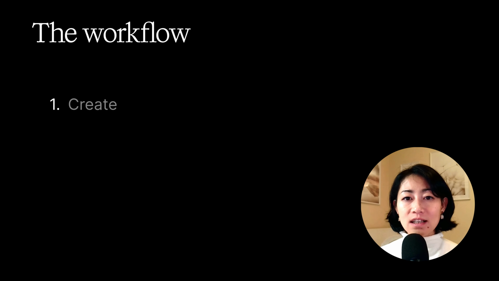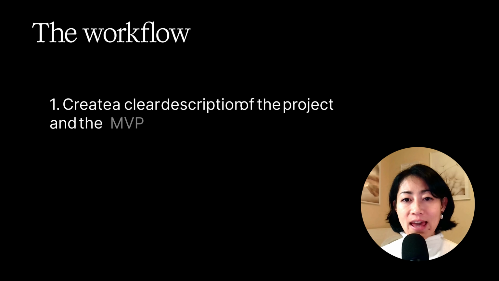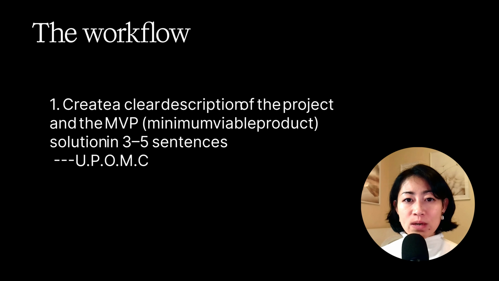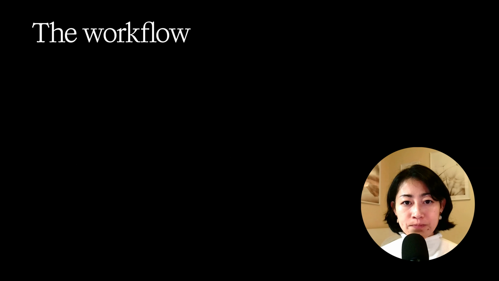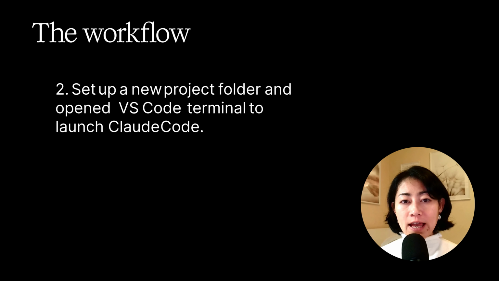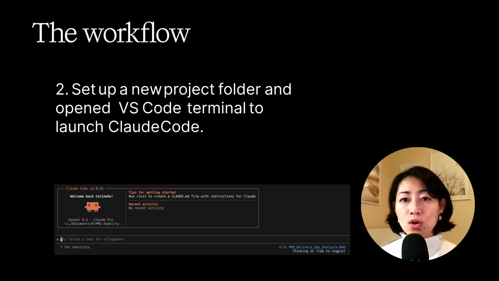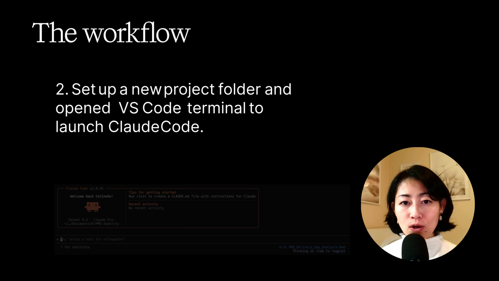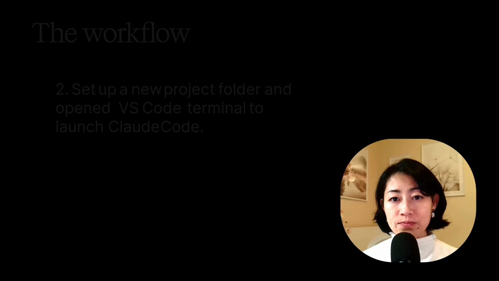Step 1. Create a clear description of the project overall and the MVP solution in 3 to 5 sentences based on the UPOMC framework. Here is the dedicated video for the framework and how to use it. Step 2. Set up a new project folder and open VS Code terminal to launch Claude Code. You need to have your API or Claude AI set up with your terminal first. I will link the video below I was following. Or you can also ask Claude AI or ChatGPT to guide you step by step to set up. If you encounter an error, just take the screenshot and ask help from them again.